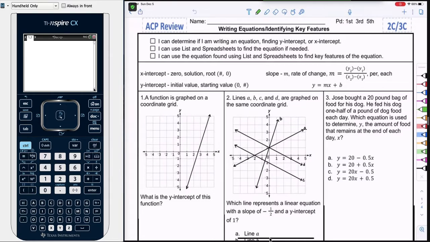Writing equations and identifying key features. We have 3 steps. The first step is I can identify if I am writing an equation, finding the y-intercept, or finding the x-intercept. The second step is I can use lists and spreadsheets to find the equation. And the third step is I can use the equation found using lists and spreadsheets to find the key features.